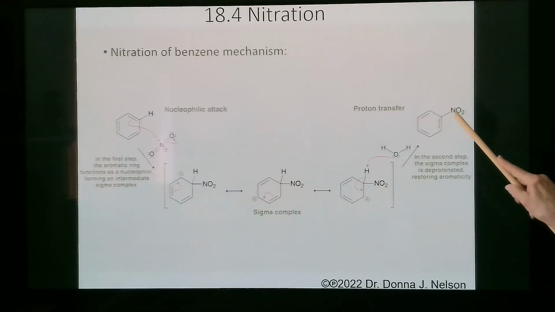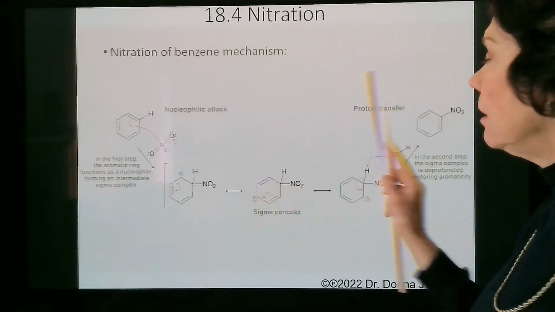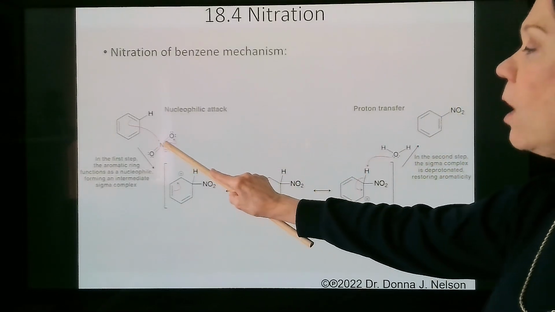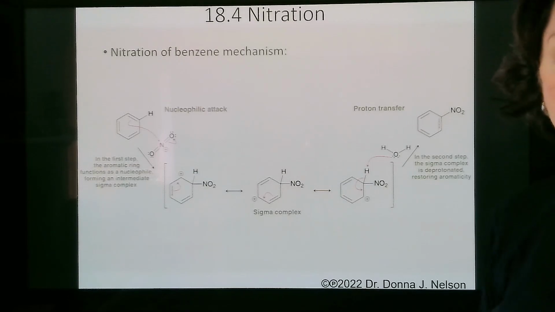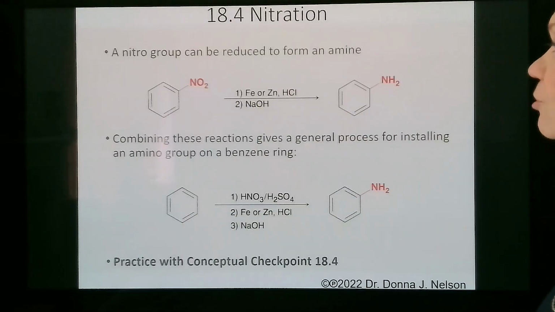So here the nitro is the group that was attached. So you'll have to be able to remember what is the group that's attached, what is the electrophile, and what are the reagents that provided that electrophile.